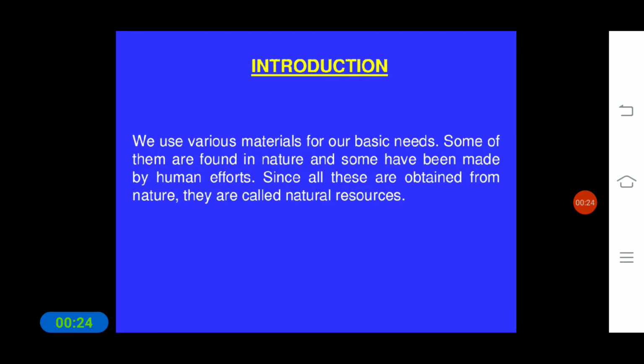So children, we use various materials for our basic needs. Some of them are found in nature and some have been made by human efforts. Since all these are obtained from nature, they are called what? Natural resources. The things which we are using in our daily life, that are either made by man or that we are getting naturally, these are all called natural resources.